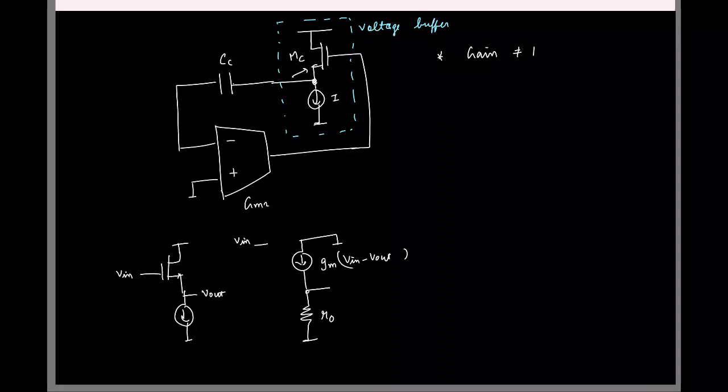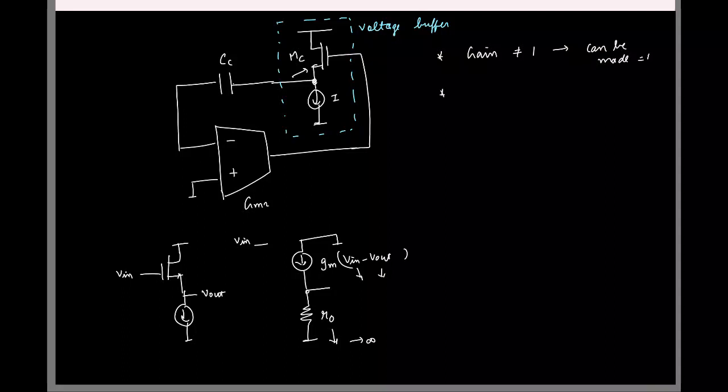Drain is ground. So if I were to have V in equal to V out, the current flowing should be 0. And when will the current go to 0? If R0 tends to infinity. If R0 is very, very large, the gain is roughly 1. So I can say it can be made close to 1. Not a big issue.